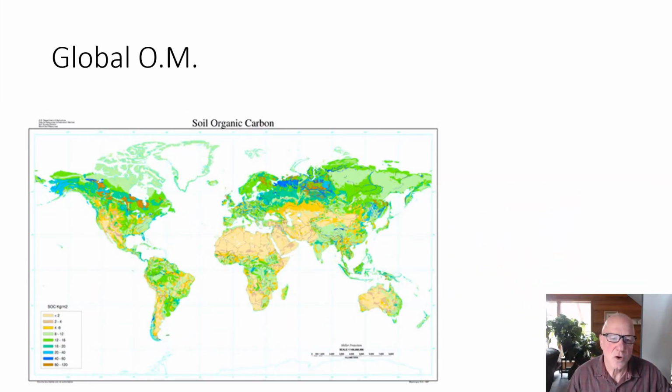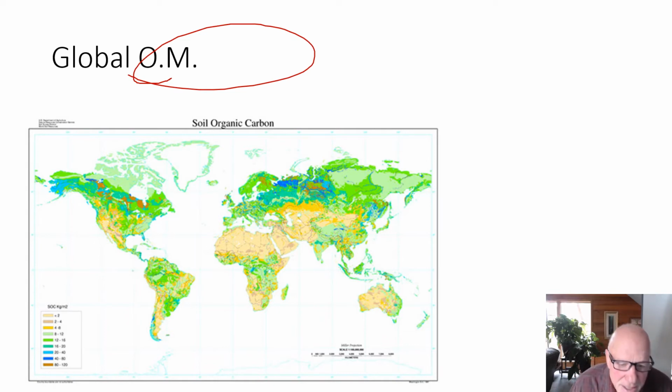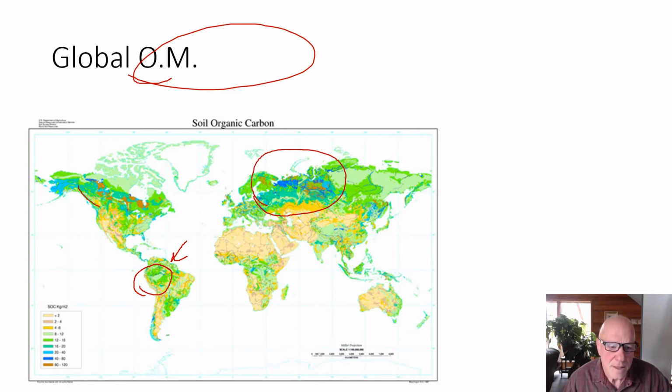resulting in the global organic matter. And this is somewhat surprising because the place where we saw the most rain does not have that much organic matter. The most organic matter is being accumulated in the northern aspects where there's cold and some rain and some water.